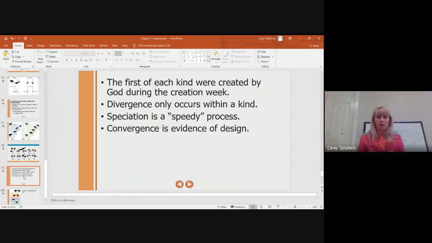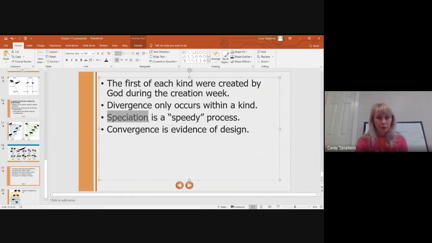Divergence only occurs within a kind. So an original wolf, for example, diverges into different types of dogs within that kind. And this idea of speciation, Eliana asked me about it yesterday, and I used it again, and maybe I should stop, because your book refers to speciation. What that sounds like is different species forming. And I'm going to actually change this. Instead of speciation, I'm going to say development of variation.